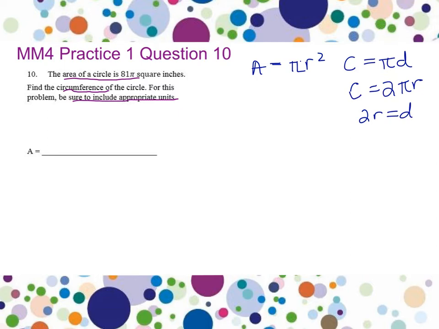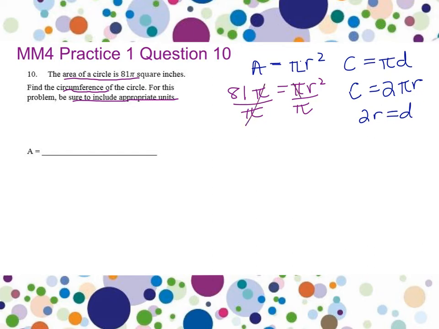All right, so if our area is 81 pi, that means that 81 pi is equal to pi r squared. So I know I can't go straight from the area to the circumference, but what I can do is find my radius from the area. And you did that already in a different problem. I think it was problem 7.